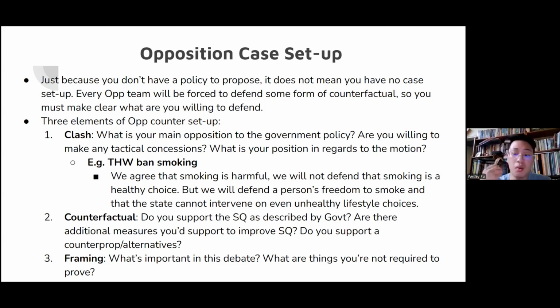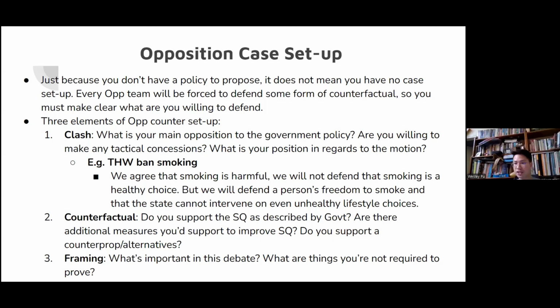Finally, in frame, what's important in this debate and what are you not required to prove? So again, here we say, we're not required to prove that smoking is good. Clearly, smoking is bad. What we are required to prove, what is important, is telling you why the choice, or the individual's ability to choose their own lifestyle, absent of the state, is something that is uniquely beneficial and uniquely empowering on the side of opposition. That's the frame.